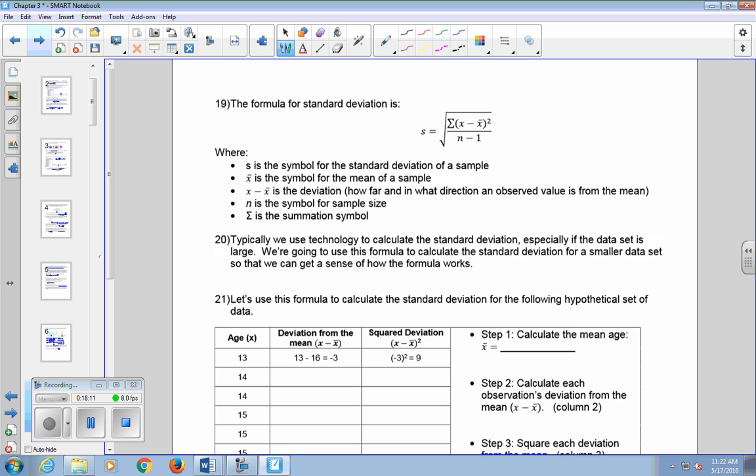So S is the symbol for the sample standard deviation. It's equal to a big square root sign. We've seen this summation sign before in the mean, so we're going to be adding up a bunch of stuff. All this stuff in parentheses is going to be added, and then we'll be squaring it. We'll be talking about this in a minute down below. Remember the x would be our data, and x bar is our sample mean, and it's all over n minus 1, where n is the sample size. So let's go through and calculate one together.